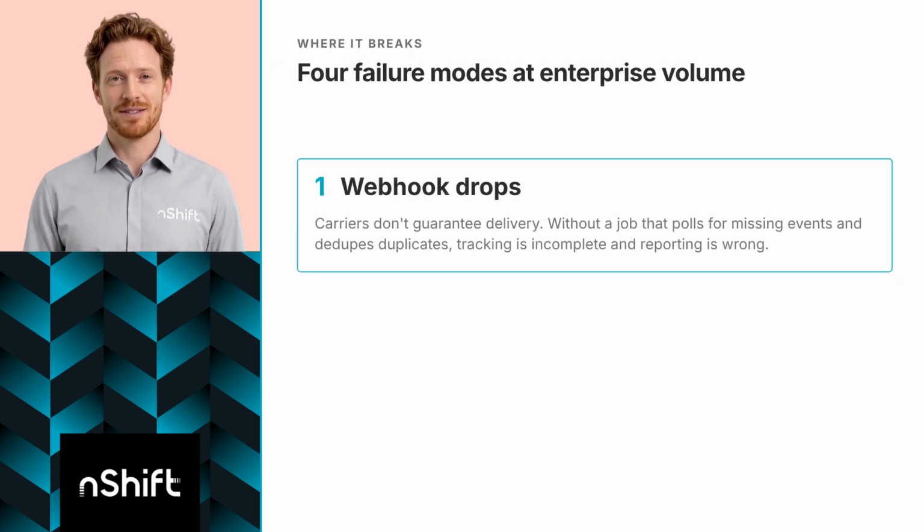First, webhook drops. Carriers don't guarantee event delivery. Some send retries, some don't. Some send duplicates, some don't. If your platform isn't running a reconciliation job that polls for missing events and dedupes duplicates, your tracking is incomplete and your reporting is wrong.